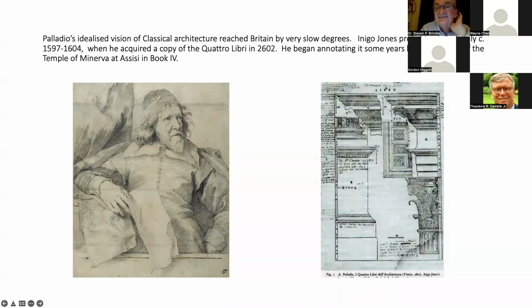And this is a page from his annotated copy of Palladio's 4 books, in which he's comparing the details to what he actually saw when he went to visit the Temple of Minerva at Assisi himself.